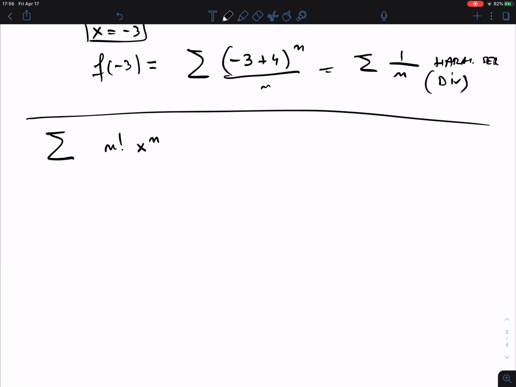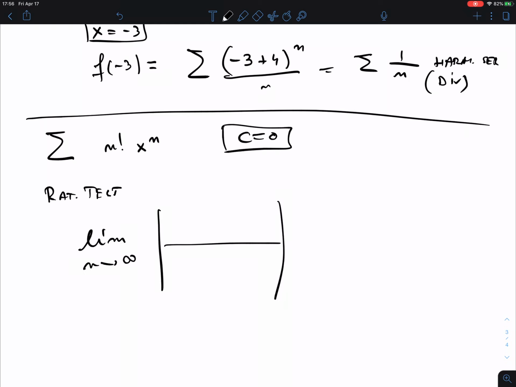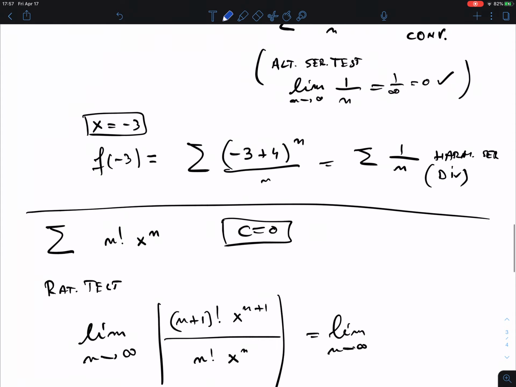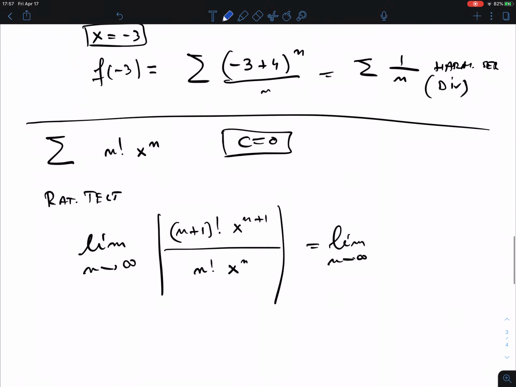So what do we need to do? The center is 0 in this case, right? Take an easy case, ratio test. Okay, the limit for n going to infinity. N factorial x to the n. Here we get an n plus 1 factorial x to the n plus 1. All right. We are already right there, right? N plus 1 factorial. I'm gonna remind you, this is just n factorial times n plus 1, and it is above.